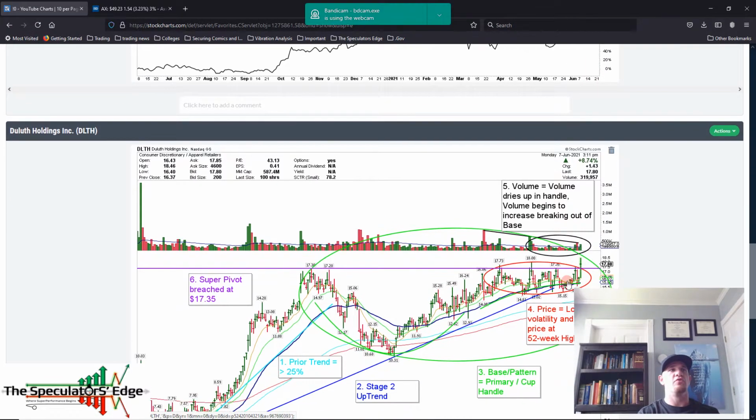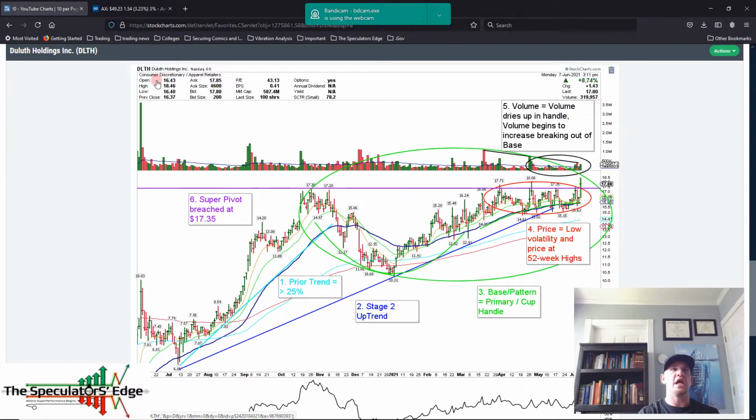So let's go ahead and move on to Duluth Trading, DLTH, which is in the sector of consumer discretionary and is an apparel retailer in the industry, okay? On the chart, of course, we have a prior uptrend of greater than 25%. We've reached a stage 2 uptrend, and the beauty of this stock is that the base is a primary base, meaning this is the first base of this major price run in the stage 2, okay.